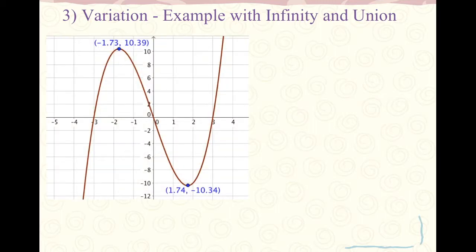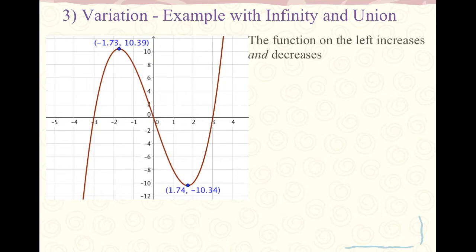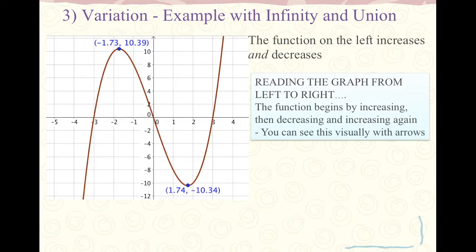Now, let me give you an example with infinity and what we call the union, which I know you've probably seen before. In this case, the function on the left increases and decreases, but there are no constant intervals. If we read the graph from left to right in words, the function begins here. It increases, it decreases, and then increases again.